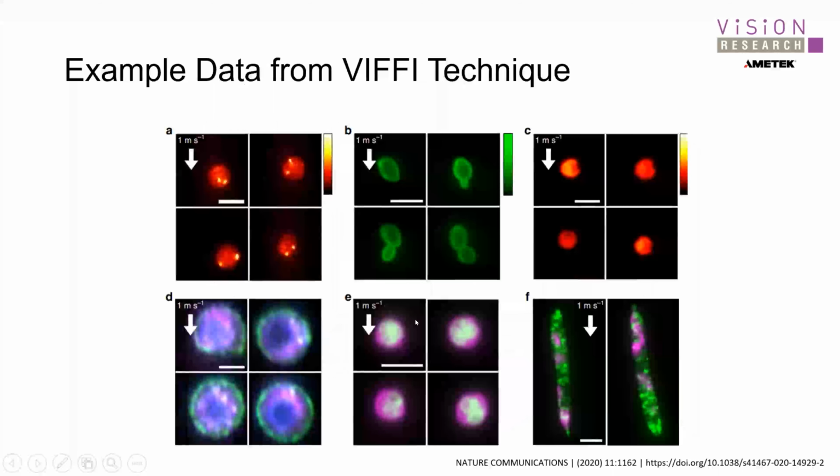All right, so here's some examples that they show. Even at 1 meter per second flow speed, which seems to be a kind of a benchmark speed that people use in the literature, they get beautiful data in terms of the signal to noise ratio of the different fluorescent channels. And they did this for a variety of different cells. So this is a pretty interesting technique that people are using.